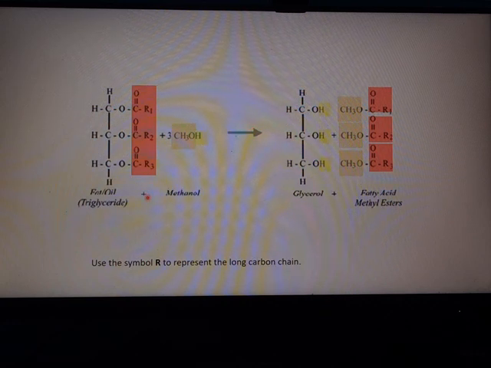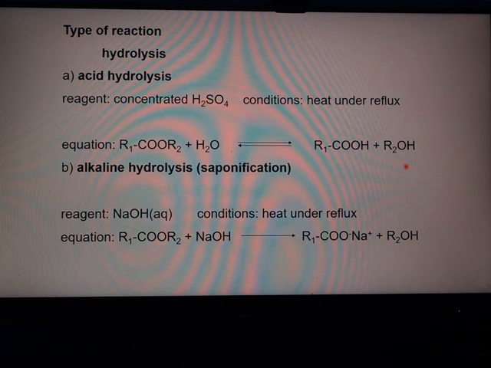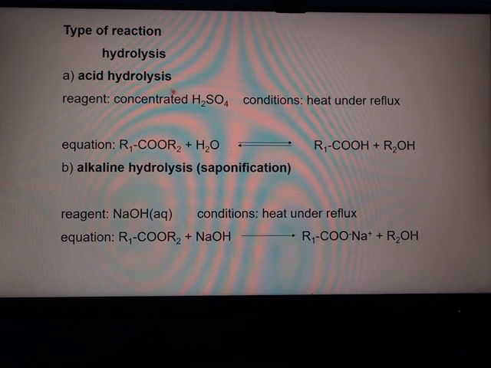As I said, these 2 products are easy to separate. So that's what you need to know about biodiesel: basically, those chemical reactions. Usually R1, R2, and R3 are the same. So, to summarize, hydrolysis of esters: you can use an acid or just water, but the reaction is slow and reversible. Or you can use alkaline solution using sodium hydroxide.